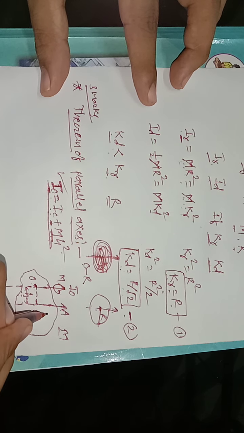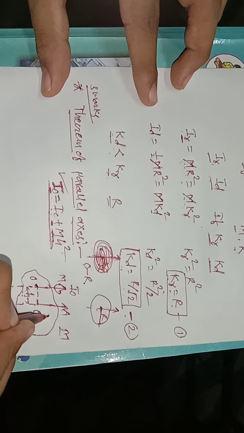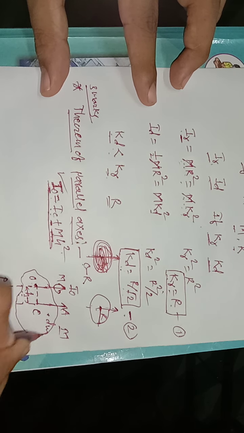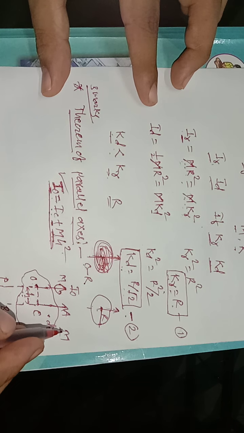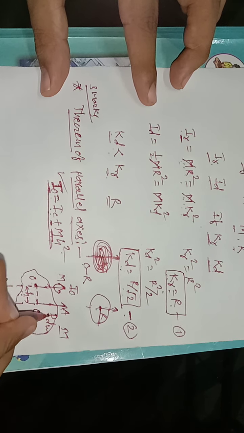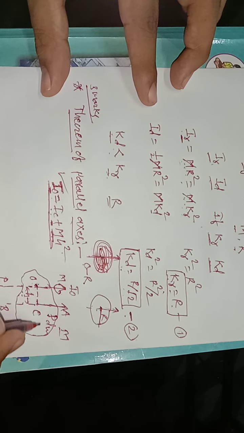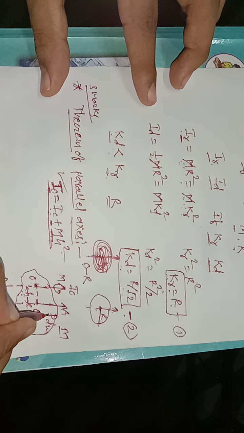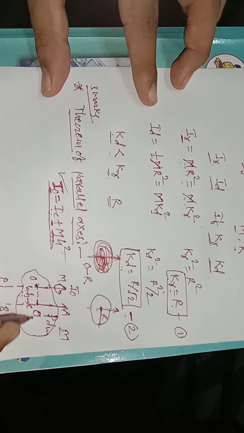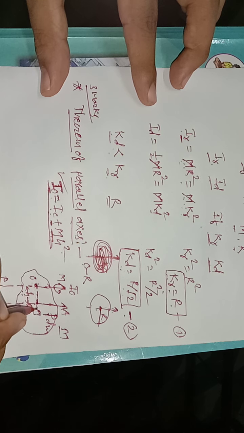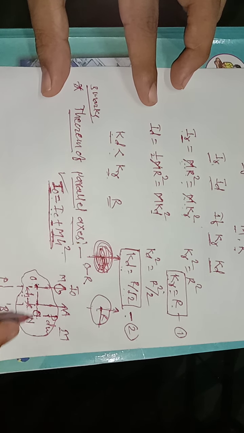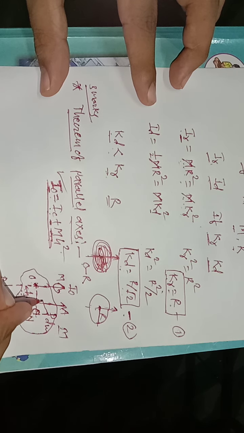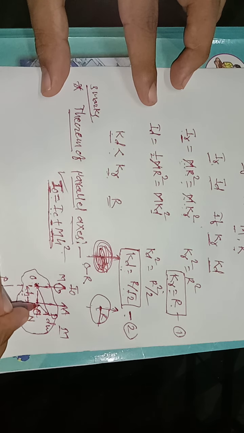Now consider another small element of mass dm, which is located at point D. Now draw the perpendicular from D to the extended OC. Suppose this is point N. Now join OD and OC.